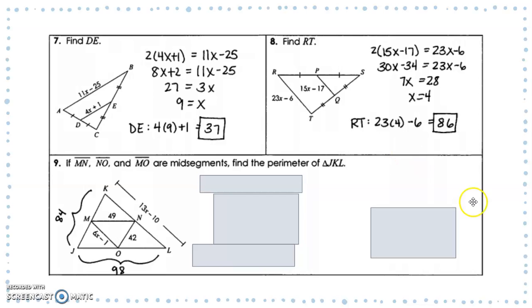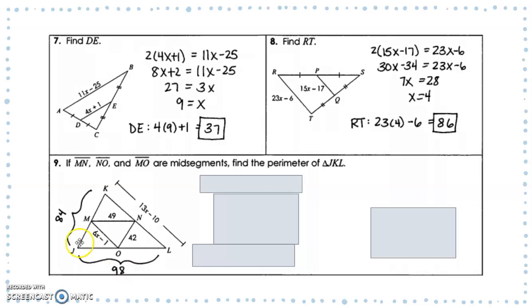For number 9, they told me that I have different midsegments and I want to find the perimeter of my full triangle. So in order to do that, we have a couple of different things that we need to do. The first thing that we can do is mark KJ and JL using the different midsegments that were given. So MN is 49. If 49 is my midsegment, I'm going to double that to get my side JL is 98.